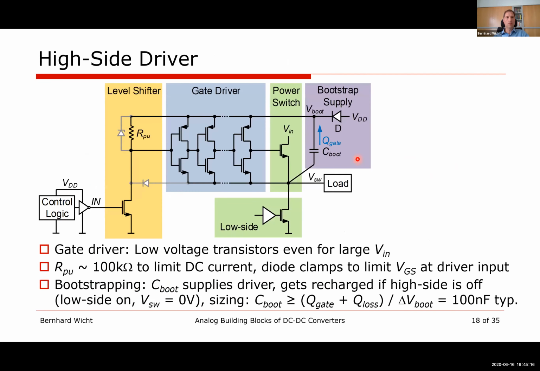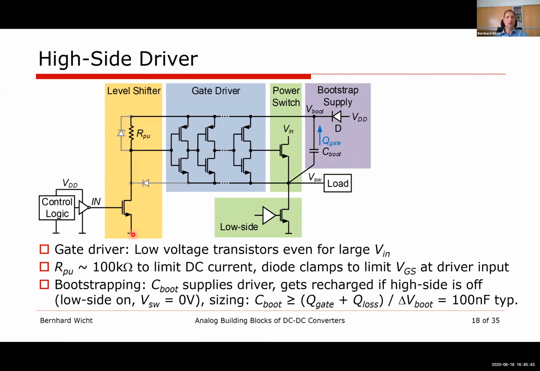If you are interested, there is more to find in some of these papers here. So now we talked about the low side driver and in general the driver. This slide shows the high side driver, which is a little bit more challenging if we use an N-type device. The key blocks are similar to the low side: the power stage, the gate driver consisting of scaled inverters, and the level shifter, which in this case is very simple.